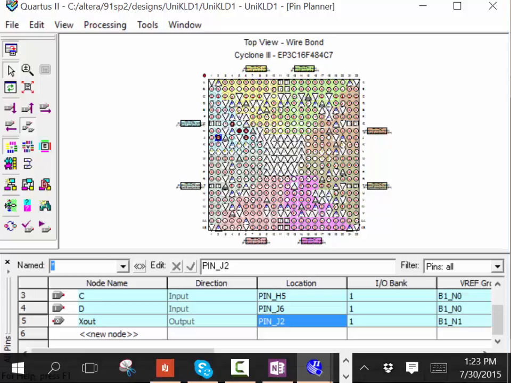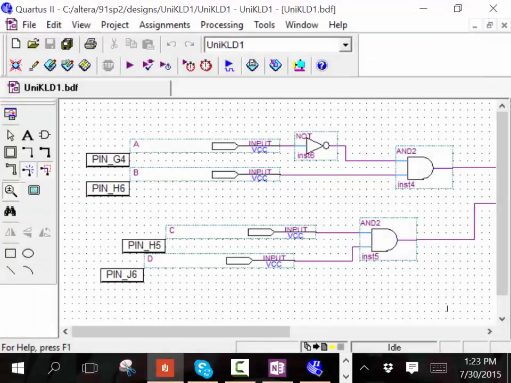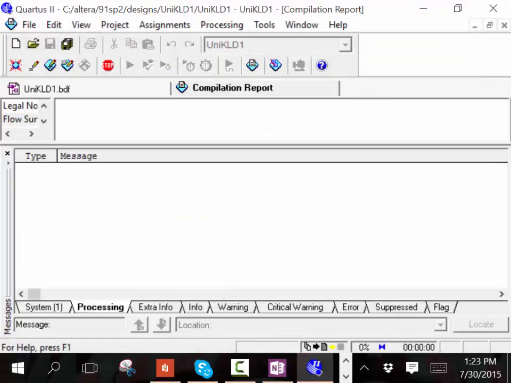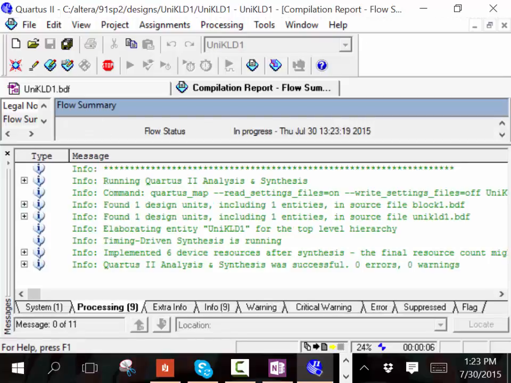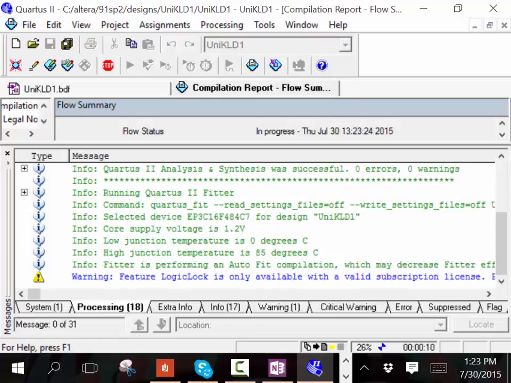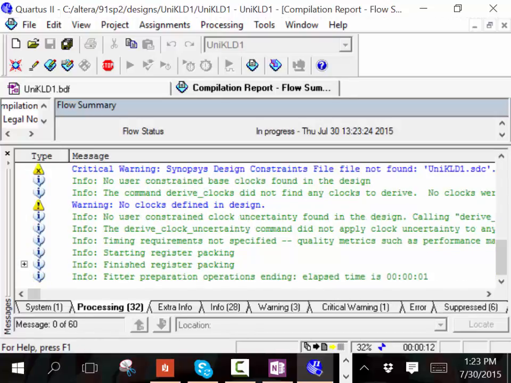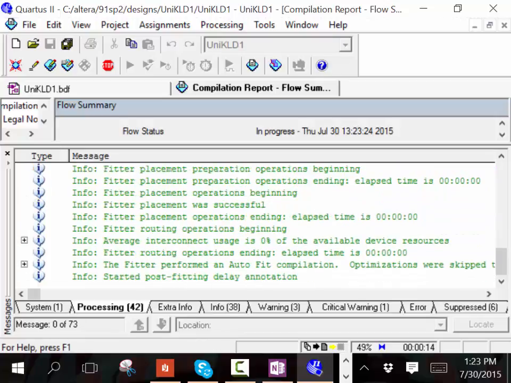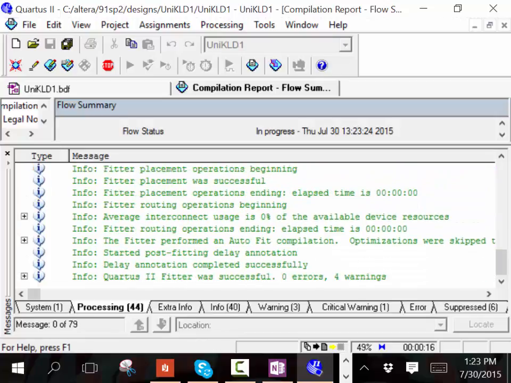Once I've done this, I can compile this circuit. This takes forever, by the way. It's a very slow process because it does all kinds of stuff in the background. It optimizes the circuit. We're not going to worry about what's going on in the background today.